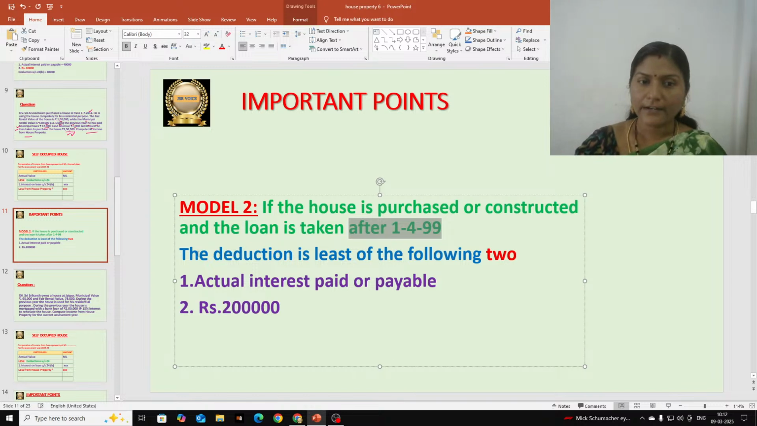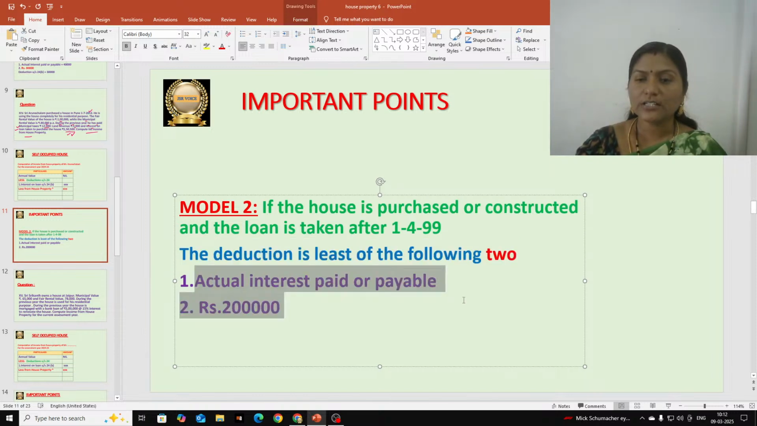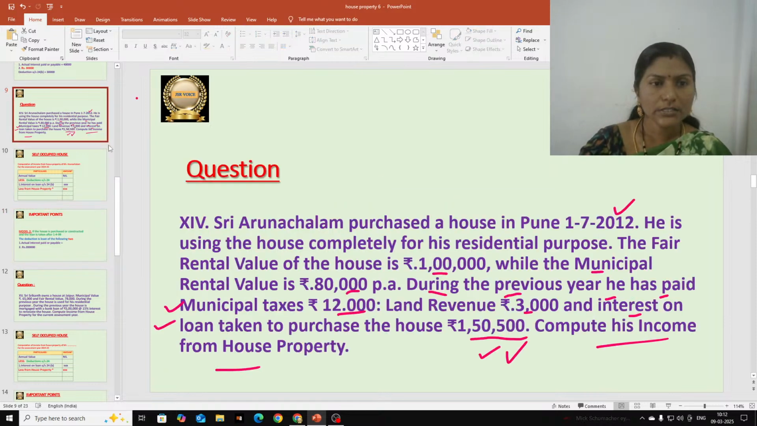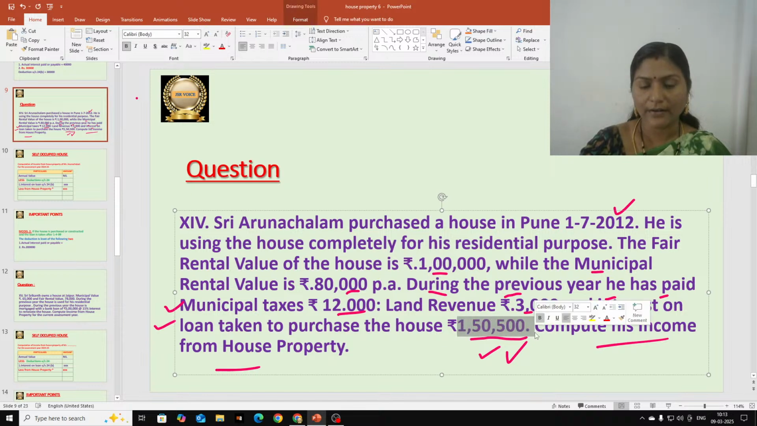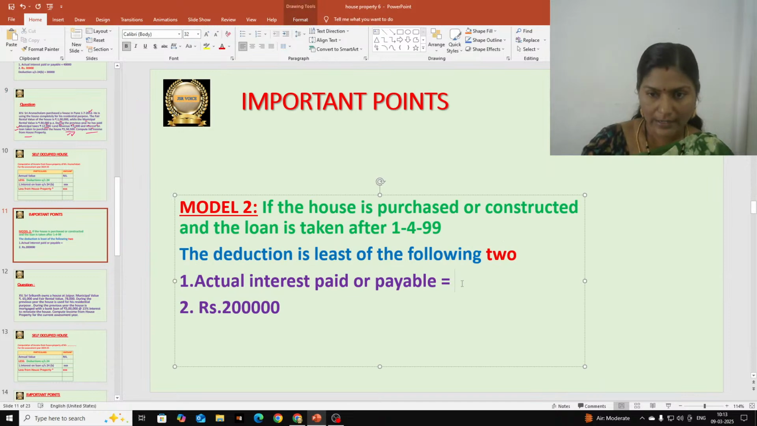Okay, and deduction is what? Deduction is least of the following 2. And what is the first one here? Actual interest paid or payable. How much interest they are paying, that we should take here. I will write, that will be available in the question, students. Okay, so how much it is? You can see here. It is 1,50,500. This is actual interest paid or payable. So let us take here 1,50,500.